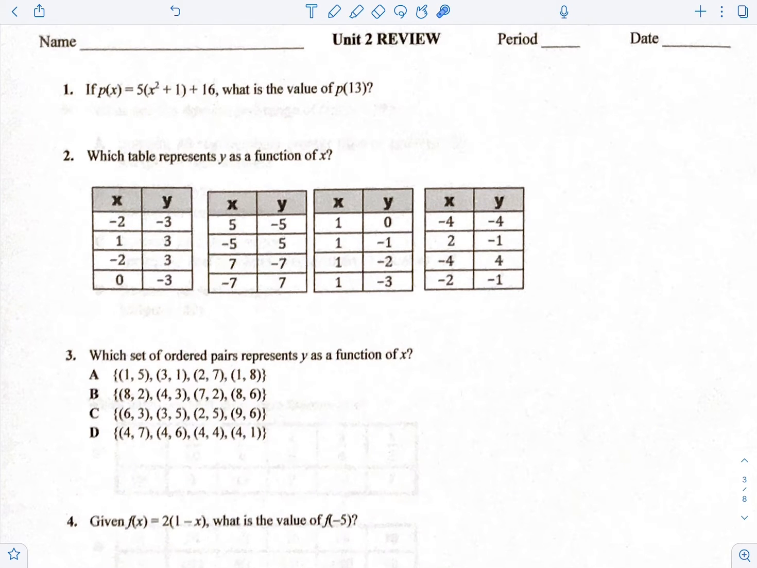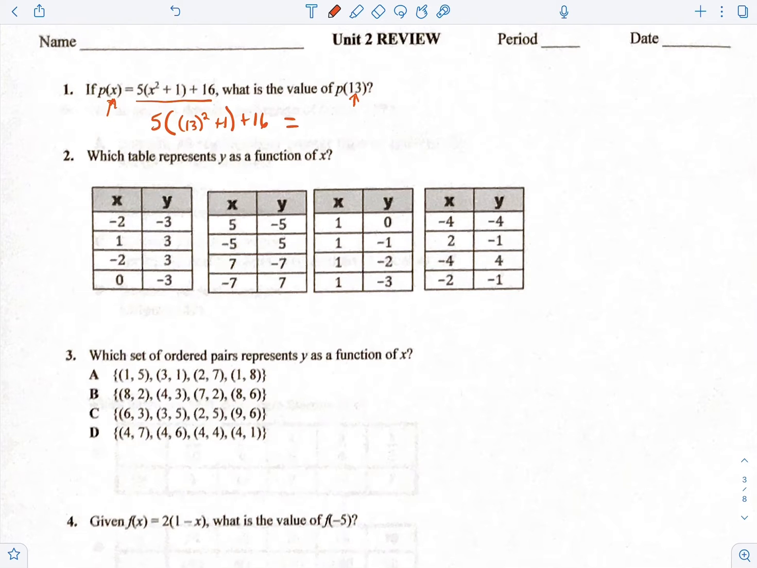We talked about function notation a little bit on Friday, but basically we see that in the place of x, we now have 13, and so we're going to replace in this equation here, everywhere we see x, we're going to plug in 13. So we write 5 times 13 squared plus 1 plus 16.